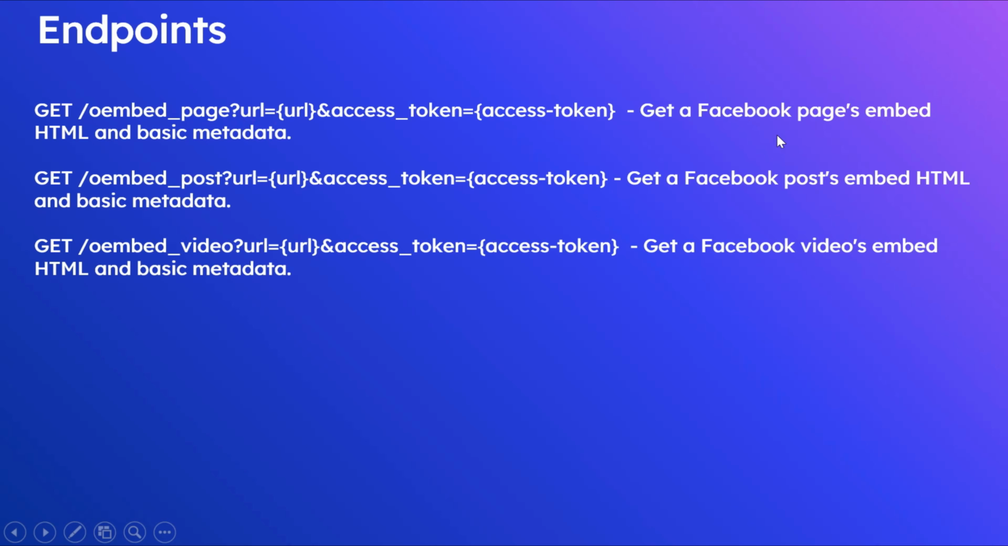These are the different endpoints to access pages, videos and posts. OEmbed page: get a Facebook page's embed HTML and the basic metadata. OEmbed post: get a Facebook post's embed HTML and basic metadata. Then OEmbed video: get a Facebook video's embed HTML and basic metadata. The API requires an access token to fetch the data. If you can see access token, then we are sending the access token value. Even the access token can be passed as an HTTP request parameter instead of passing through the URL GET parameters, so that we can see during the demo.